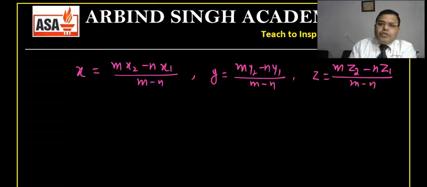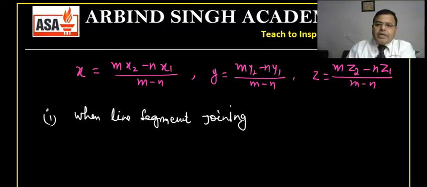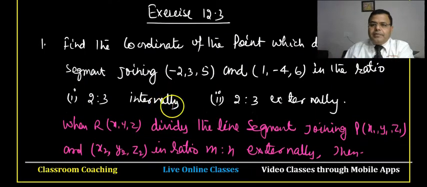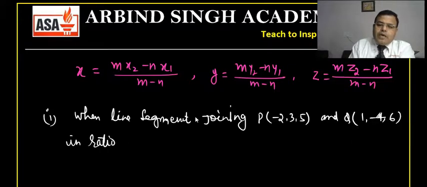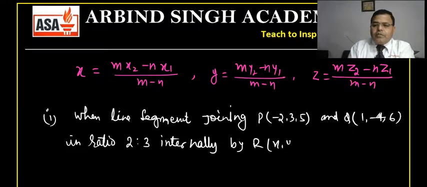Remember this. So using all these formulas, the first question: the line segment joining P(-2, 3, 5) and Q(1, -4, 6) in ratio 2 is to 3 internally, divided by R(x, y, z).